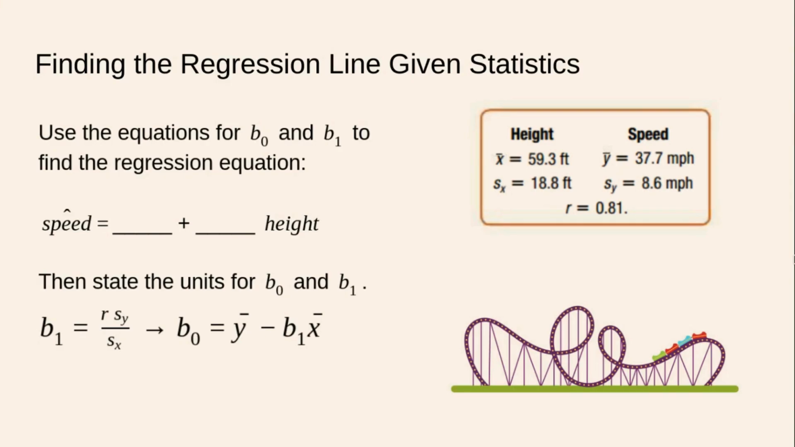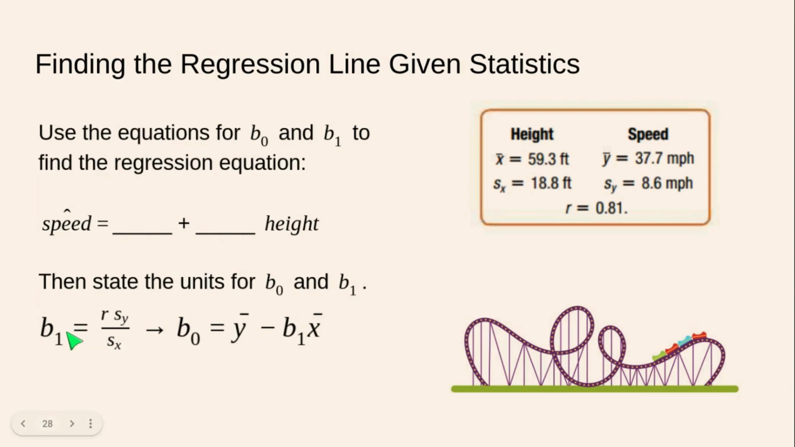So now we're going to find the regression line given some sample statistics. We're going to use the equations for B sub naught and B sub 1 to find the regression equation. In that equation, our Y variable is speed and our X variable is height. We are inputting heights to predict speeds. So we're going to input our B sub 0 right here, and our B sub 1 right here. Then we're going to state the units for B sub 0 and B sub 1.